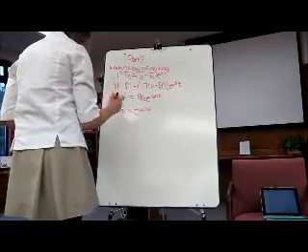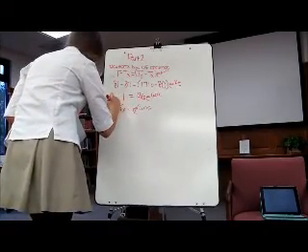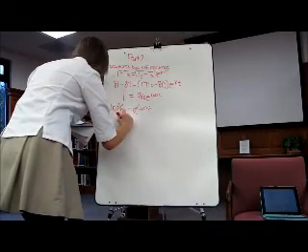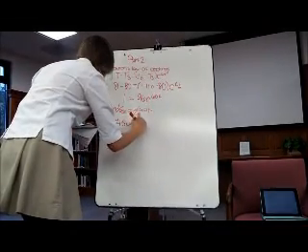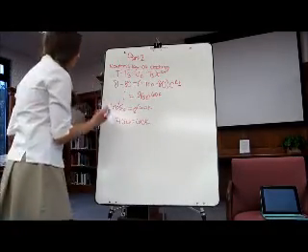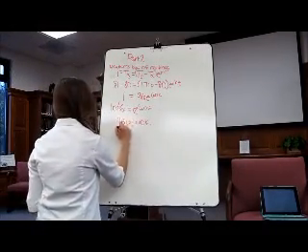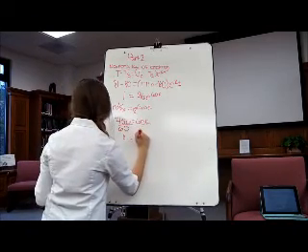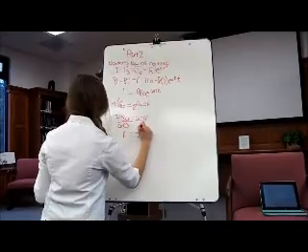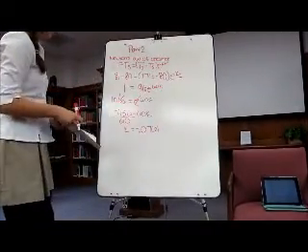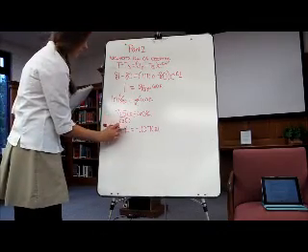Then you take the ln of both sides, and you end up with negative 4.56 is equal to 60k. And then you divide both sides by 60, so you have k is equal to negative 0.0761. And that's your answer for the first hour.